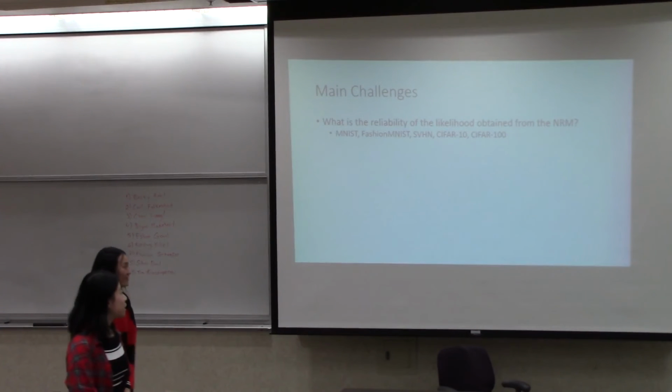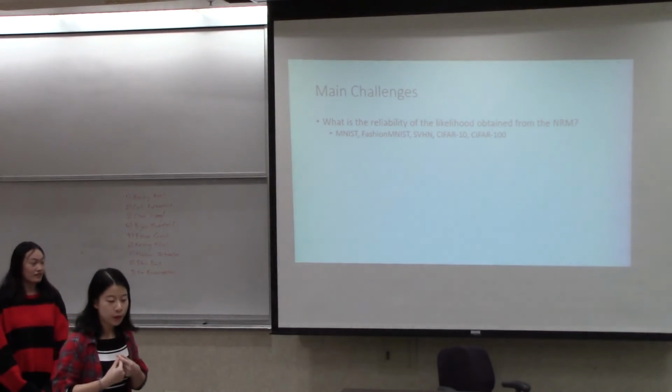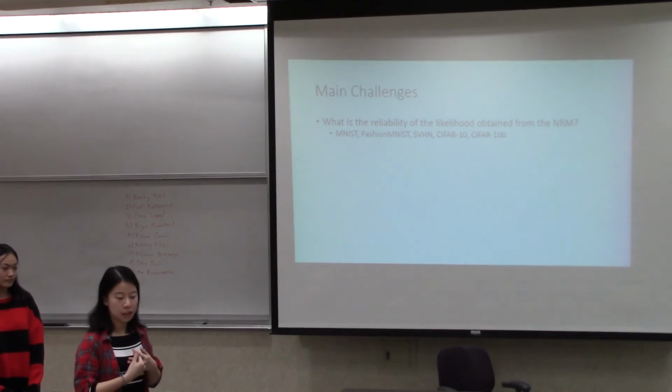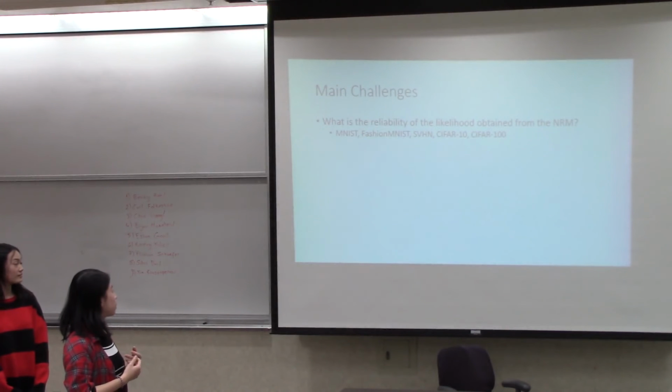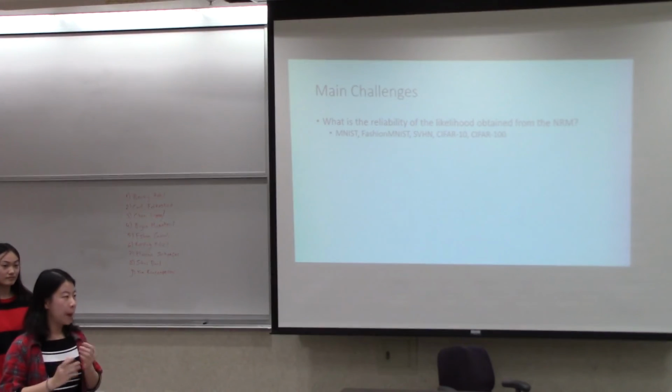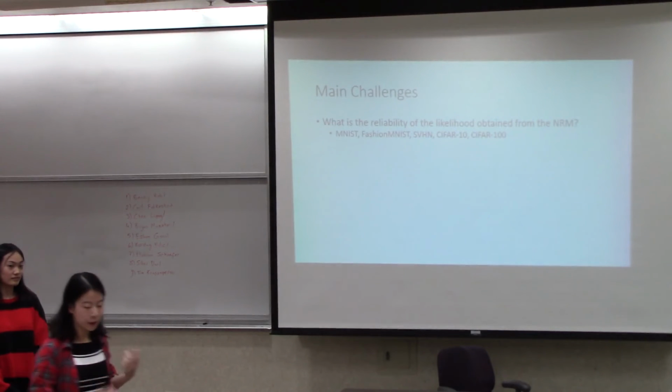Okay, so as mentioned in our approach, we basically want to get a good estimation for the likelihood, uncertainty, and similarity of our data set. So first, we need to make sure that our NRM model we plan to use is reliable to give us the likelihood of our data set.